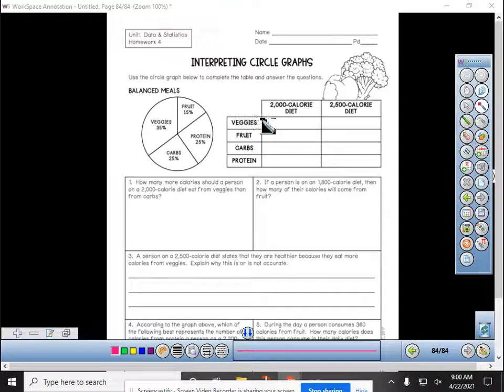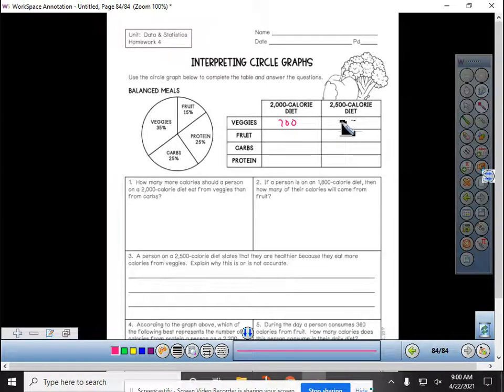So what'd you get for the veggies? How many were on a 2,000 calorie diet? And 2,500? 875? Yay. Fruit? 300. How many? 300. All right. Carbs? 500. How many? 500. Oh, because it's the same. Yeah. Perfect. Awesome. I think you guys probably get this.